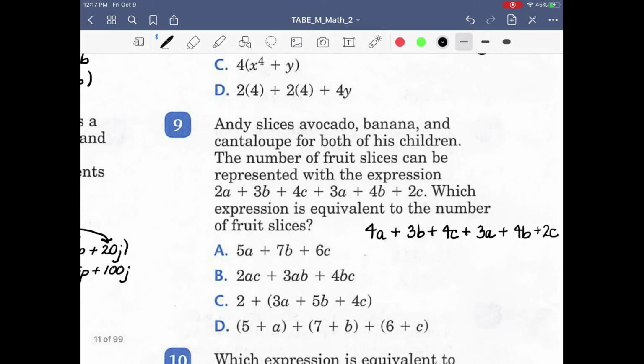Let's first of all combine the avocados. So we have 4 avocados plus 3 avocados. That's a total of 7 avocados. Okay, we could combine our B's. B's are bananas. So B and B, that's 7B. And then we could combine the cantaloupe. 4 and 2, that's 6C.